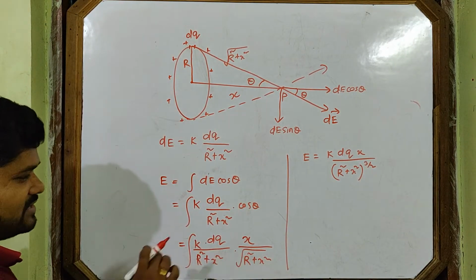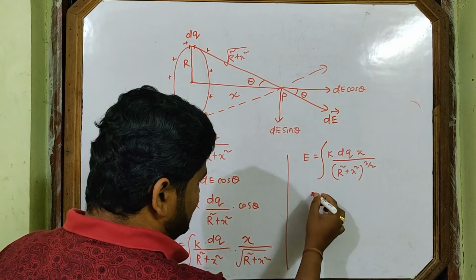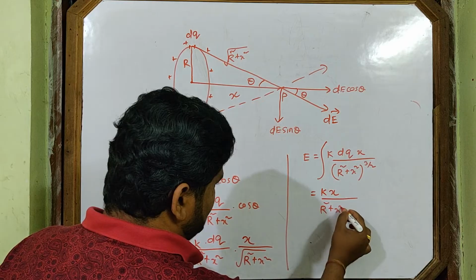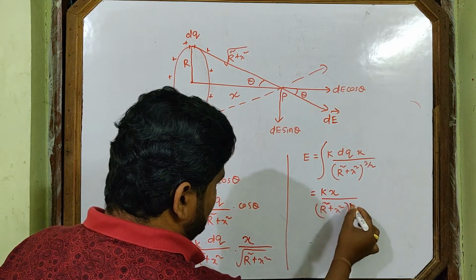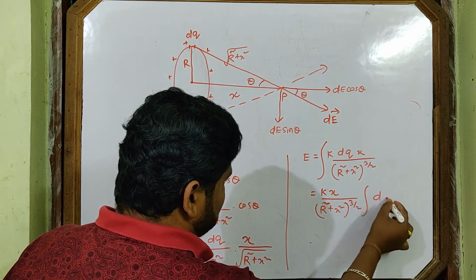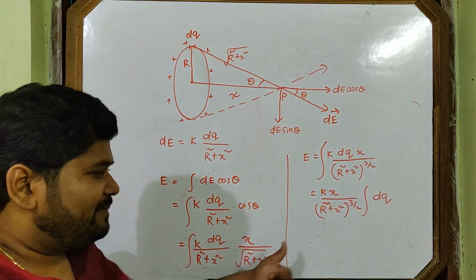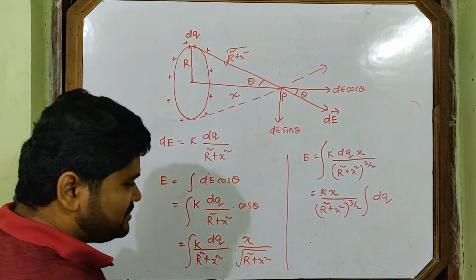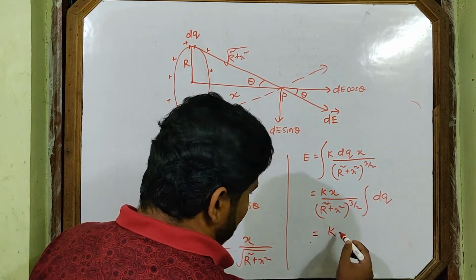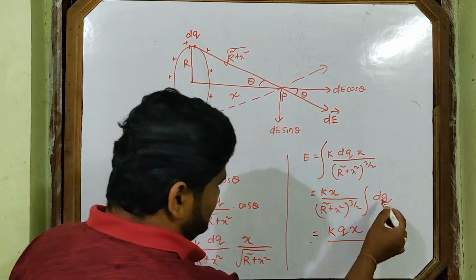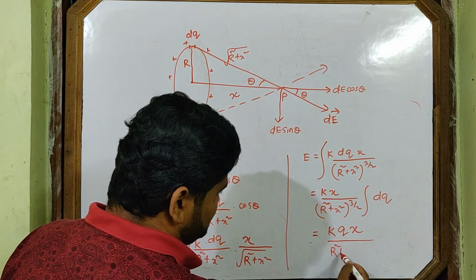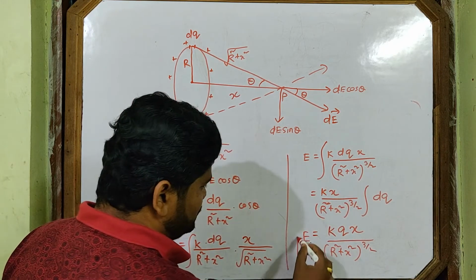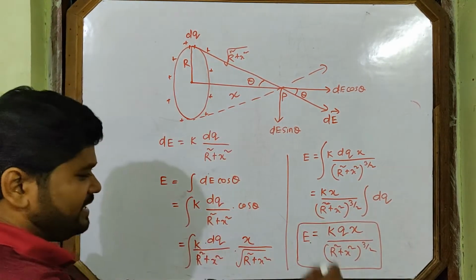This is 1 power, this is half power, so it becomes 3 by 2 power. Integration: k x is constant, r square plus x square to the 3 by 2 power is constant, only integration of dq. No difficult integration here, it becomes easy. Only dq integration is what? Only q. Integration of dq is q, the total charge of the ring. So this is the electric field due to charged ring.